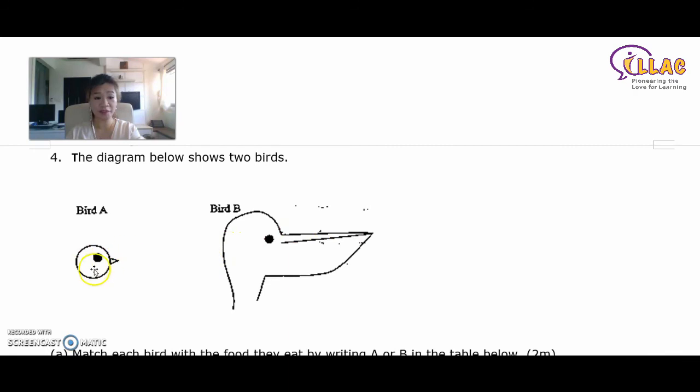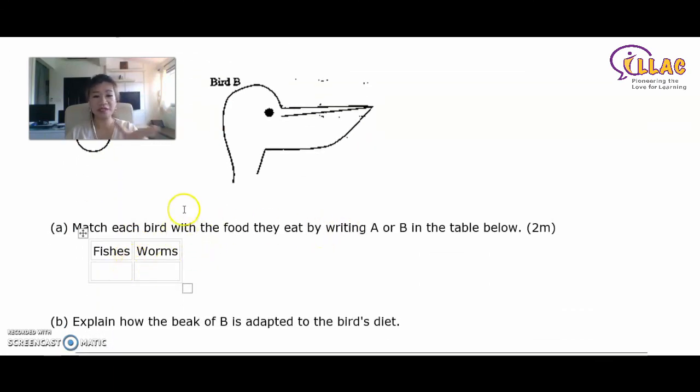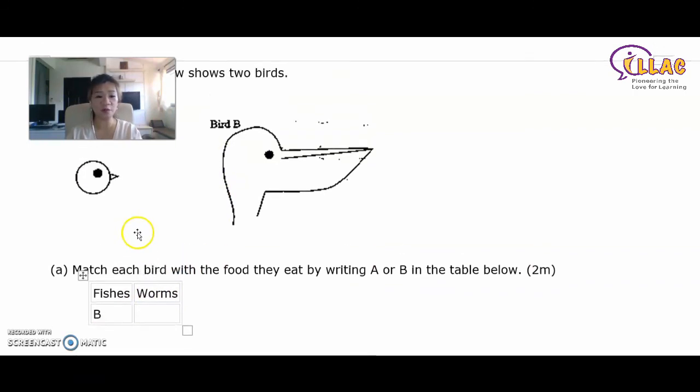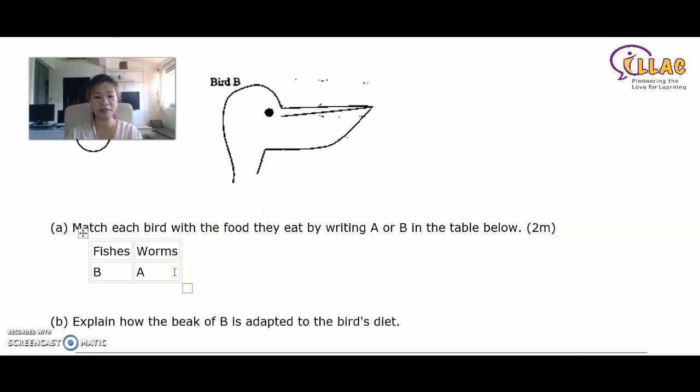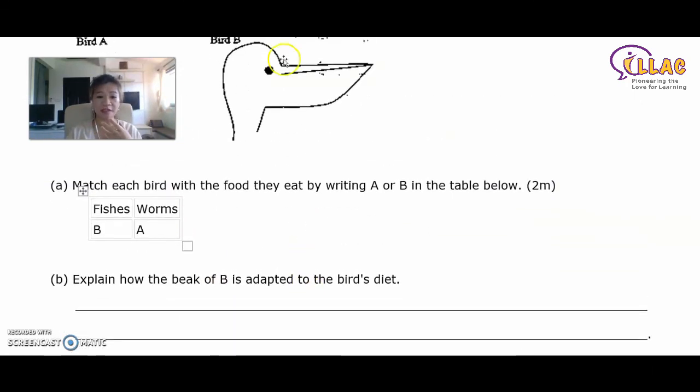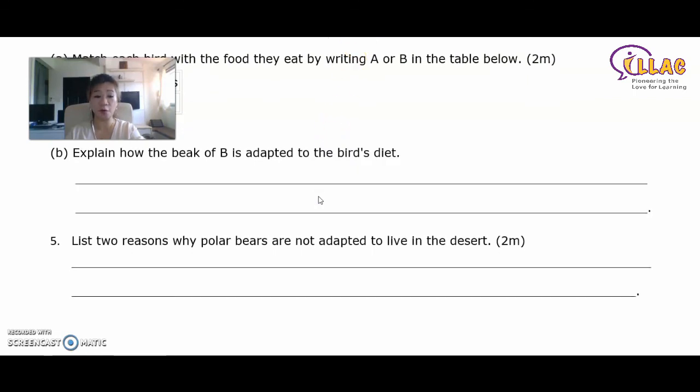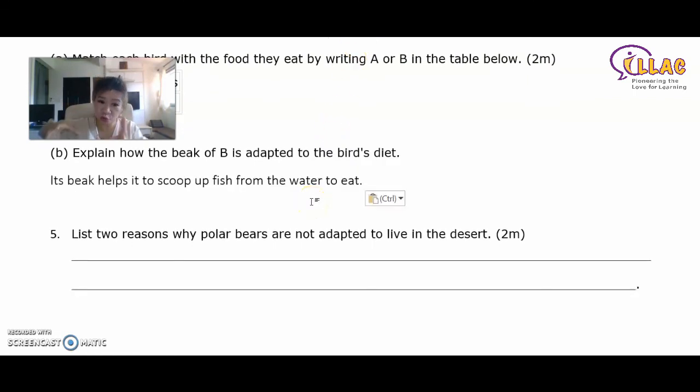The diagram below shows two birds, bird A and bird B. Bird B has got a bigger beak. Bird A has got small little beaks. So match the kind of food. The reason why they need such a big beak is because they eat fishes, isn't it? So therefore, this is B, and those that eat worms will be bird A, with smaller beaks. Explain how the beak of B over here is adapted to the bird's diet. It says that the bird actually eats fish, right? So what is the size of this big beak for? Basically, it is used to scoop up the fish from the water to eat. So the keyword over here is really, it is used to scoop up the fish from the water.